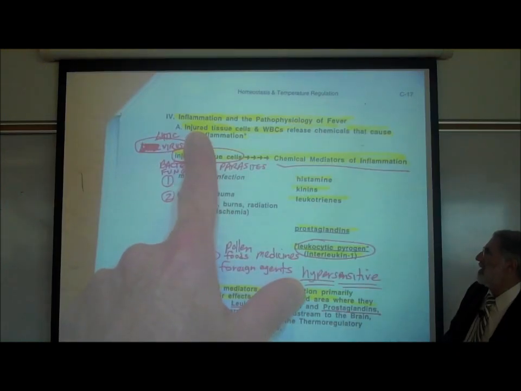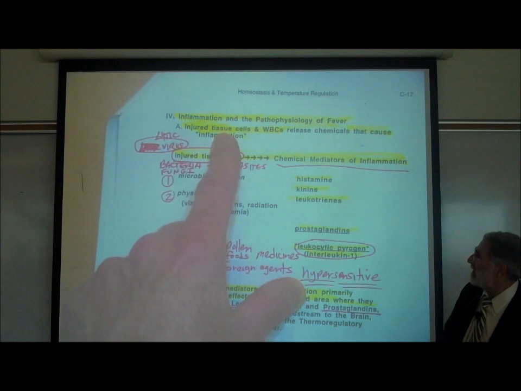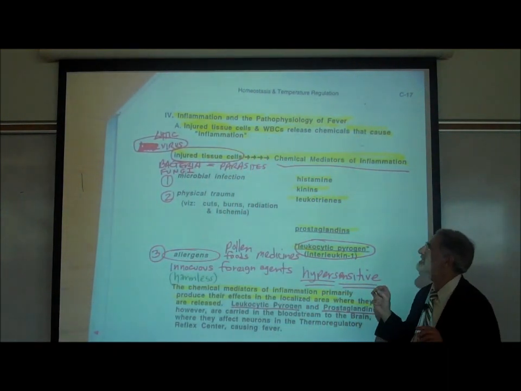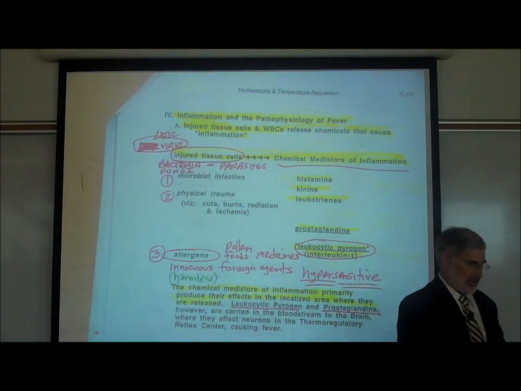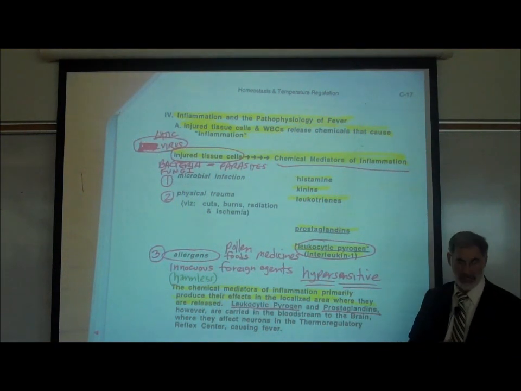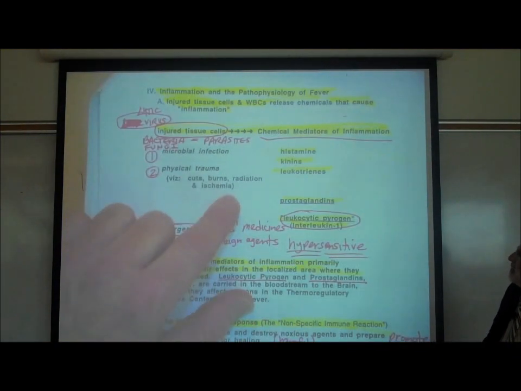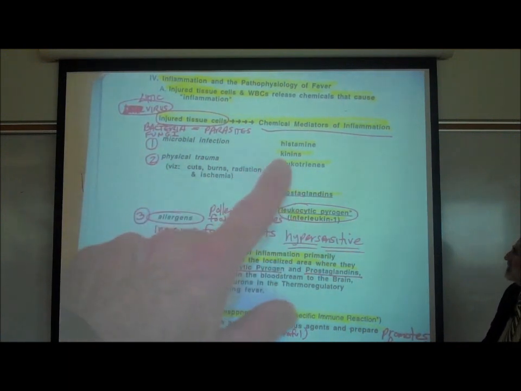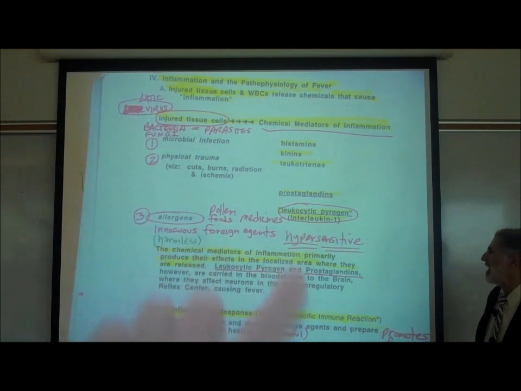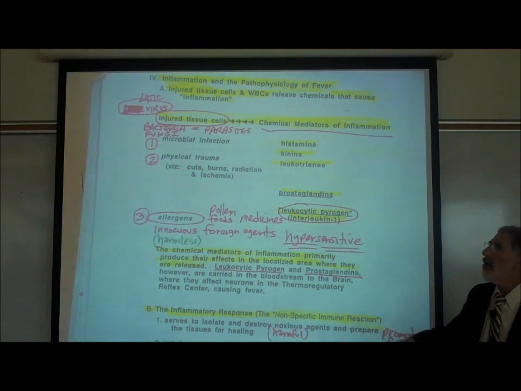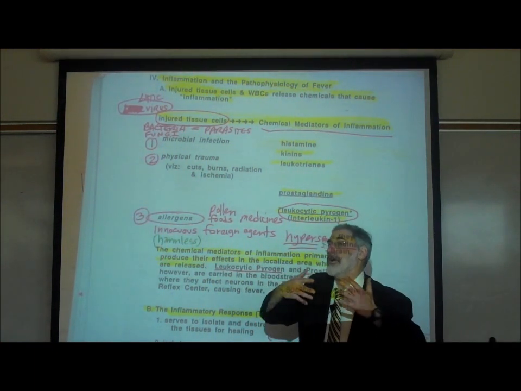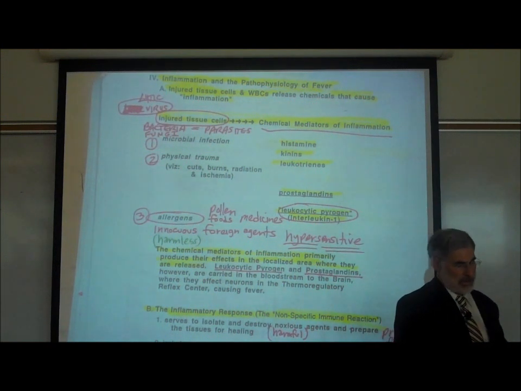The purpose of inflammation is that injured cells and white blood cells start to release chemicals. And these chemicals cause what's known as inflammation. This is called the inflammatory response. Now, who are these chemicals? There are a whole bunch of them. These are just some of them: histamine, kinins, leukotrienes, prostaglandins, interleukins. Every month they discover new chemicals. All of these chemicals create what's called inflammation, or the nonspecific immune response.